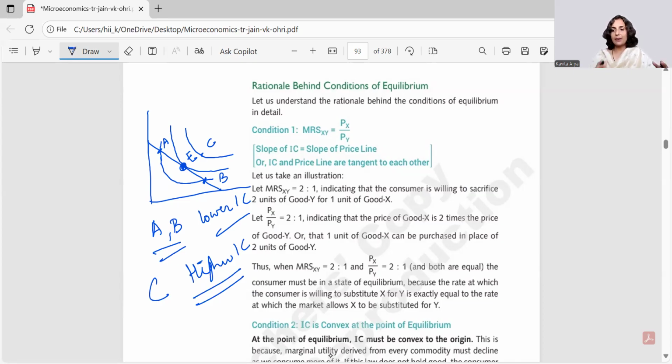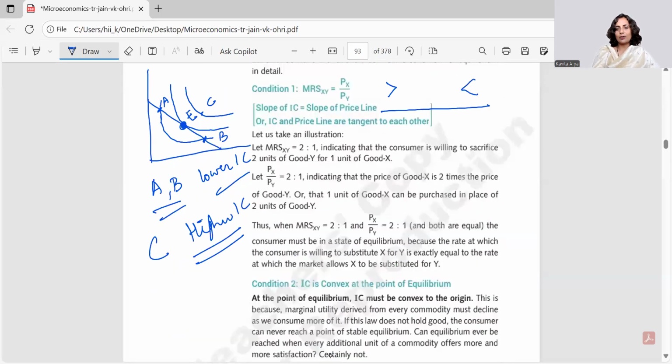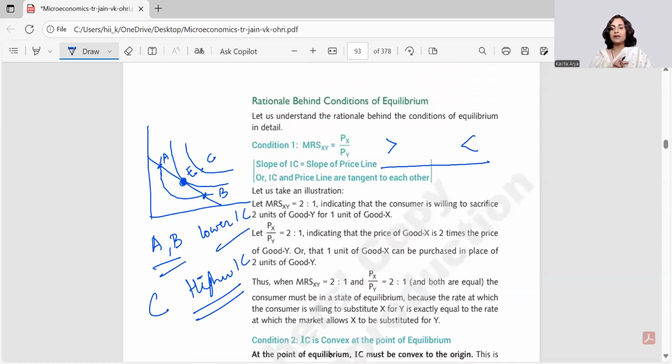So some books also talk about these additional points A, B, and C, but the main crux of the story is to explain point E with respect to this position of MRS equals Px by Py, greater than Px by Py, and lesser than Px by Py. These two points of disequilibrium also need to be explained, right? With this, your explanation of consumer equilibrium is done, and I hope you are clear.